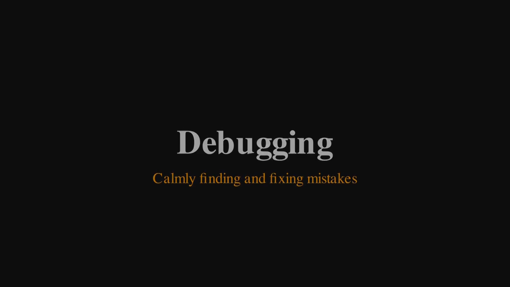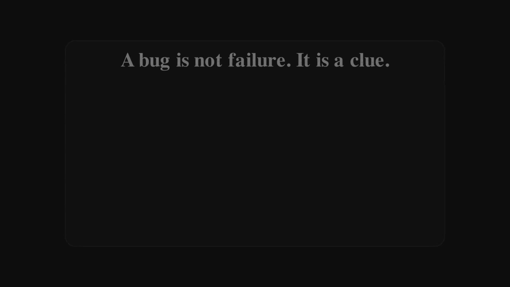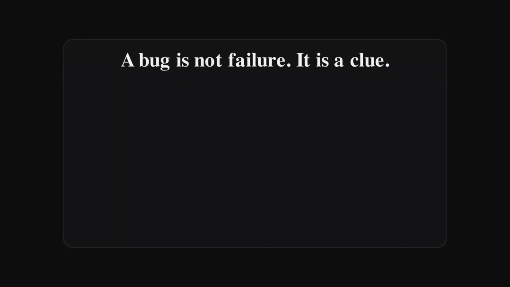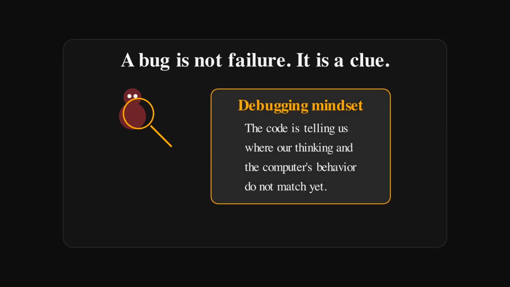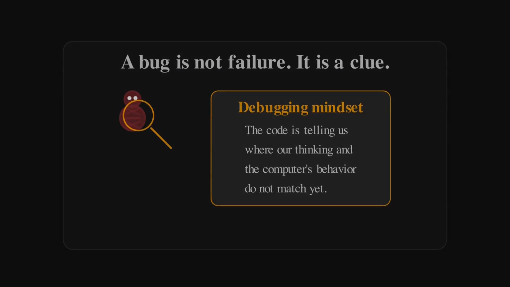In the last lessons, we learned how to write programs using variables, data types, conditionals, loops, arrays, and functions. But when we write code, it will not always work the first time. That is normal. Today, we're learning debugging, how to calmly find and fix mistakes in a program. A bug is not a failure, a bug is a clue. It tells us that what we thought the program would do and what the computer actually did are not matching yet. Debugging is the process of investigating that mismatch.